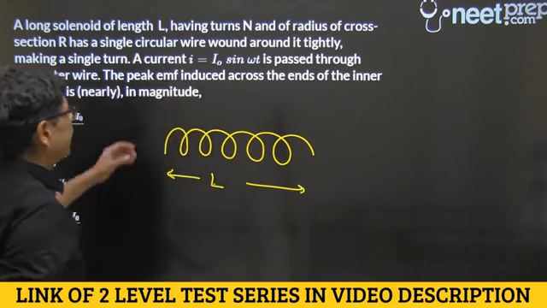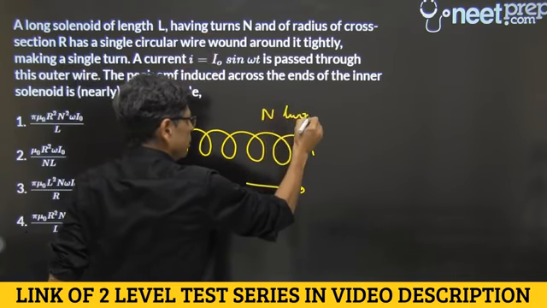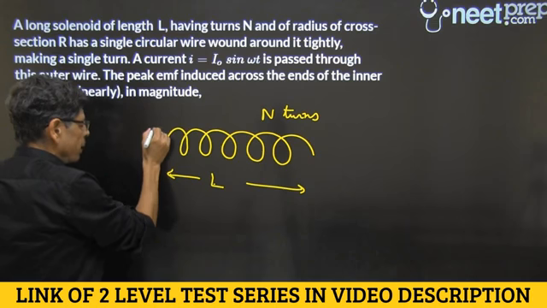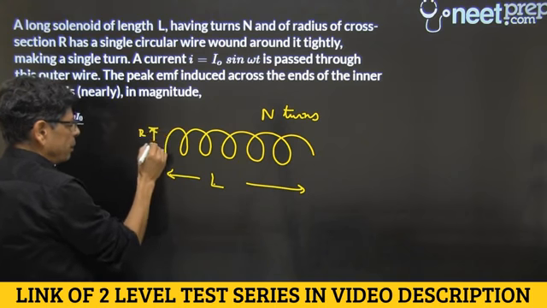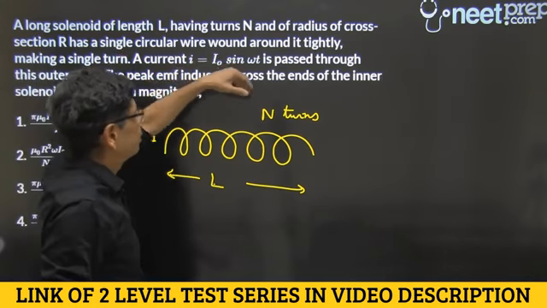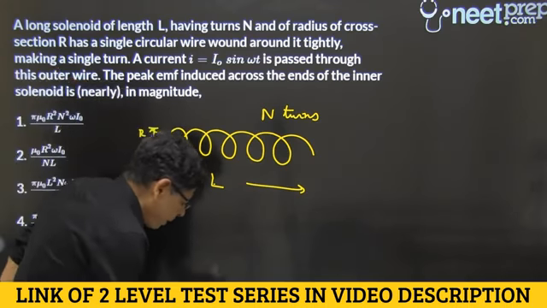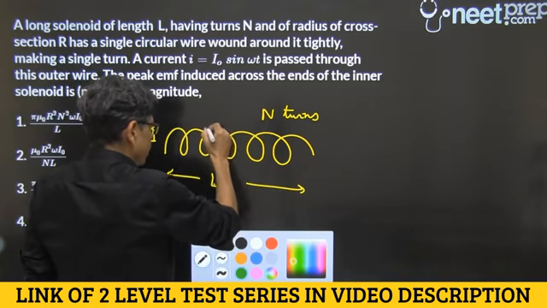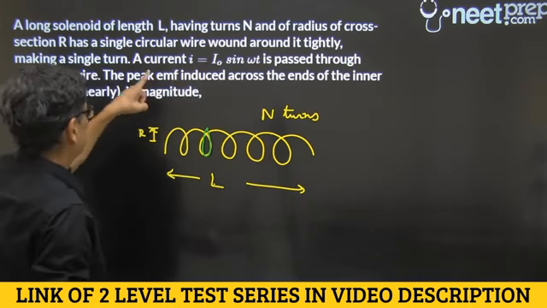So a solenoid of length L having capital N turns, and of radius of cross section capital R. So radius of cross section is capital R, has a single circular wire wound around it tightly, making a single turn. Okay, this wire needs a different color, green. So इसके चारों ओर ये एक single turn wire का tightly bound around it, right?